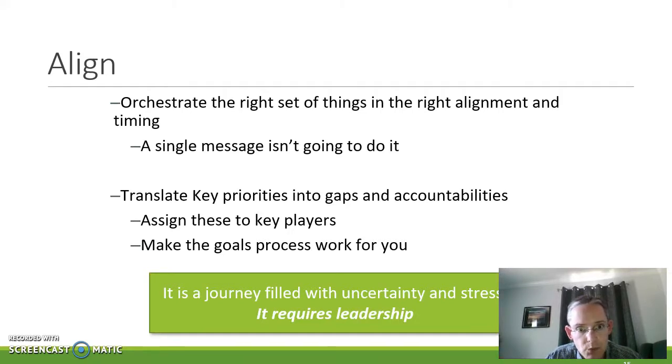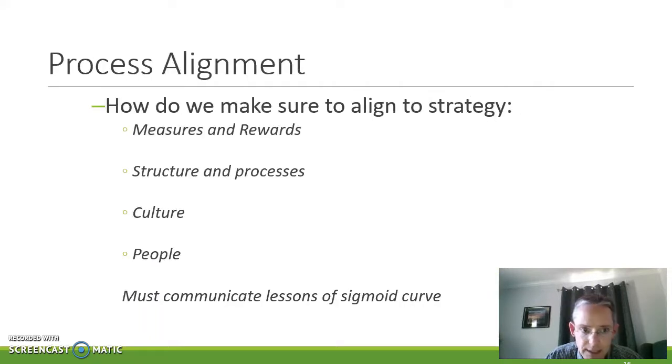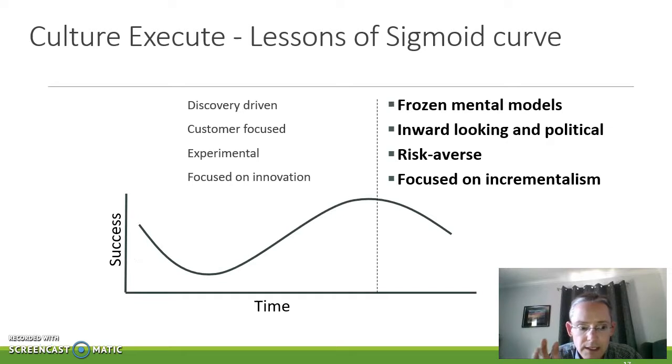Then we move into alignment: orchestrate the right set of things across the organization, make sure everyone understands what the priorities are, and translate those into gaps and accountabilities. This is where leadership comes in, mapping that out for the overall organization. That includes the processes. What are we measuring people by? And are they being rewarded for the things that we want them to be rewarded for? That's a key thing. If that doesn't flow down from leadership, it doesn't matter how many emails or videos the leaders make, if the reward system isn't set up to make sure everyone's day-to-day job maps to the strategy.